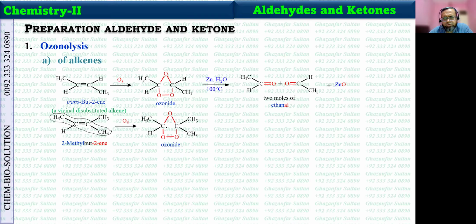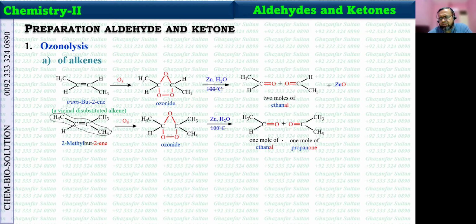When it reacts with ozone, this ozonoid is formed. And after treatment with zinc and water, it produces one ketone and one aldehyde. So a mixture of ethanal and propanone is obtained. In common words, ethanal is called acetaldehyde and propanone is called acetone. So one of them is an aldehyde, the other is a ketone.